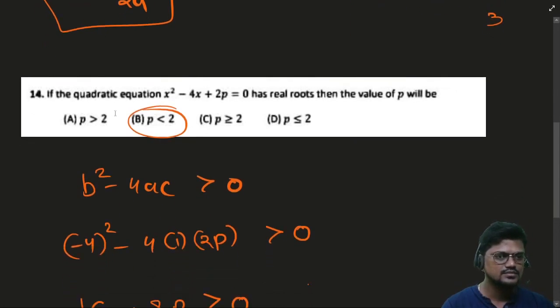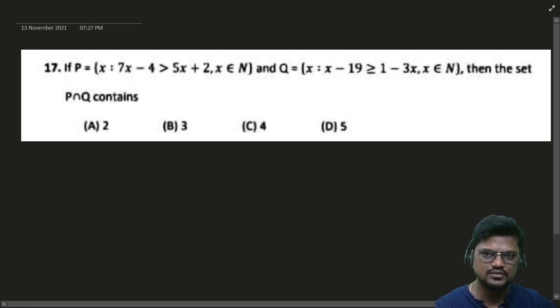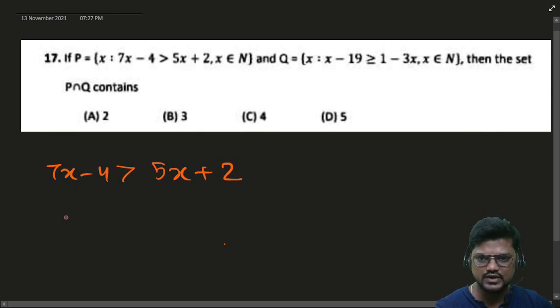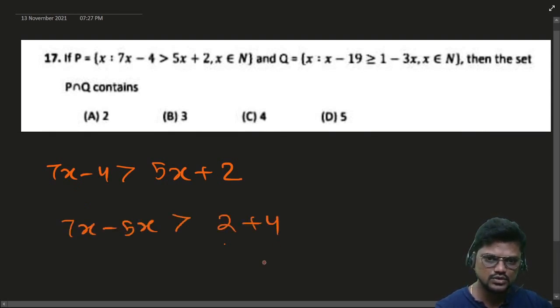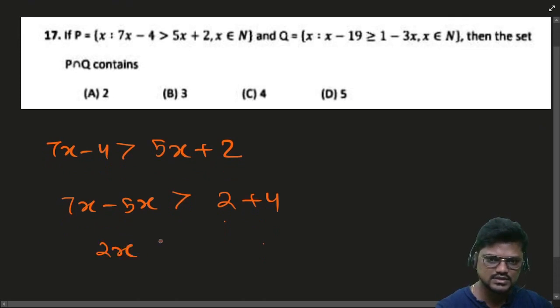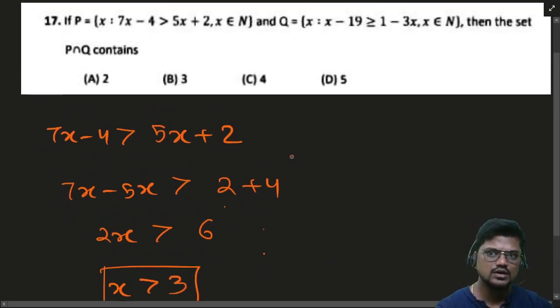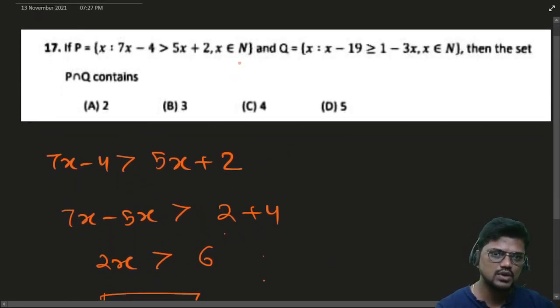Is it clear? Over here, you have the set P as 7x minus 4 greater than 5x plus 2, where x belongs to natural numbers. So you can take this 5x on this side: 7x minus 5x greater than 2 plus 4. So that is 2x greater than 6, so x should be greater than 3, and x belongs to natural numbers.